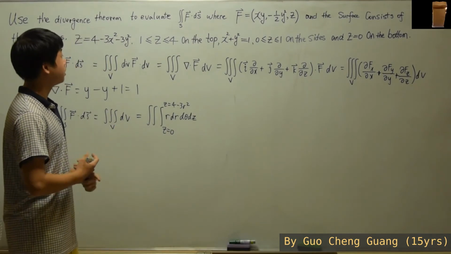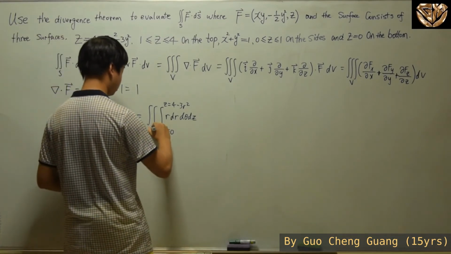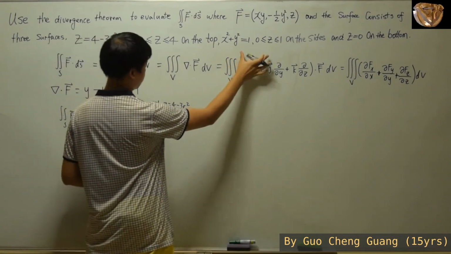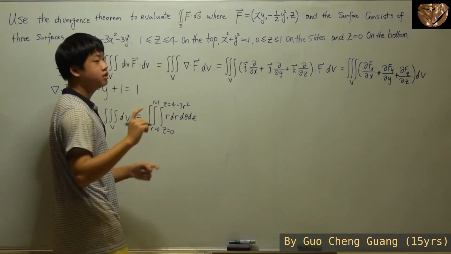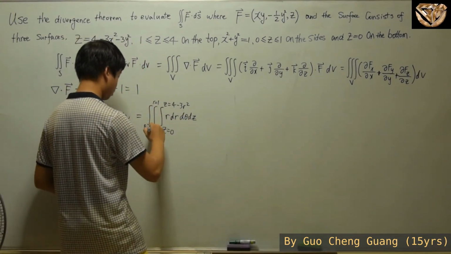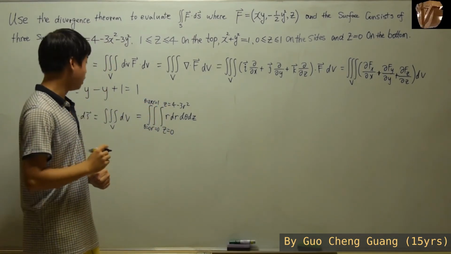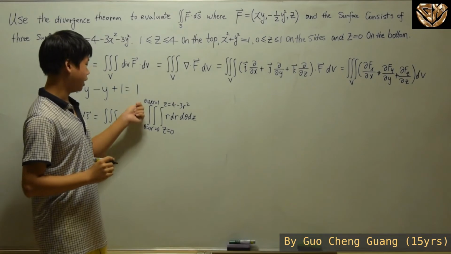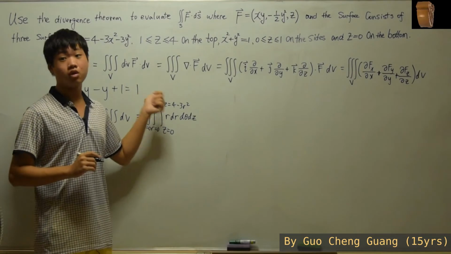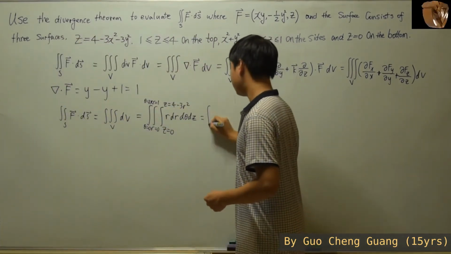Now, the next thing that we can determine, well, either r or theta, since r will just be from 0 to 1, given by this part here, and theta, well, since it is a full turn of this, that means theta will be from 0 to 2π, alright? So theta is from 0 to 2π, r is from 0 to 1, z is from 0 to 4 minus 3r². And next, we can just do a little bit of integration.